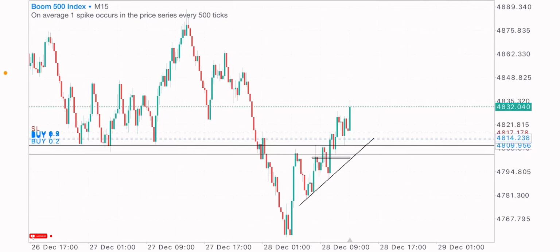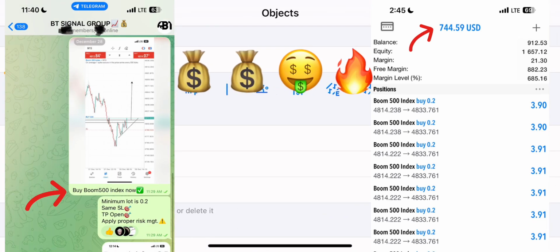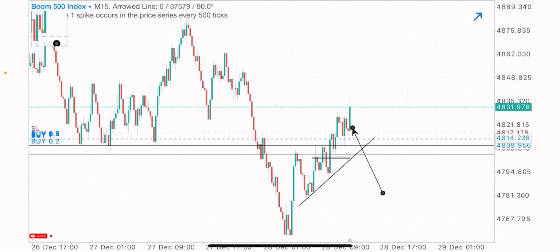So guys, I took this buy trade on Boom 500 index and the signal was shared. I'm moving in good profit. So how did I predict the buys at this point? What gave me the buy I did at this zone?